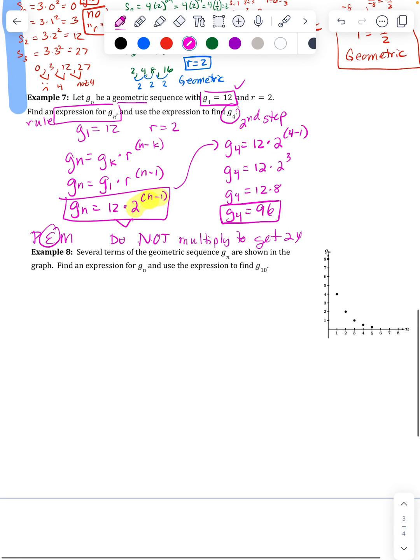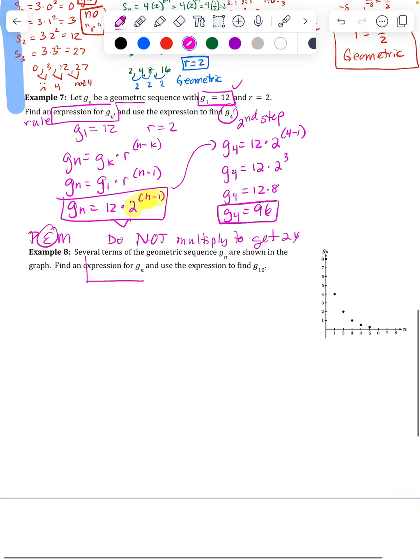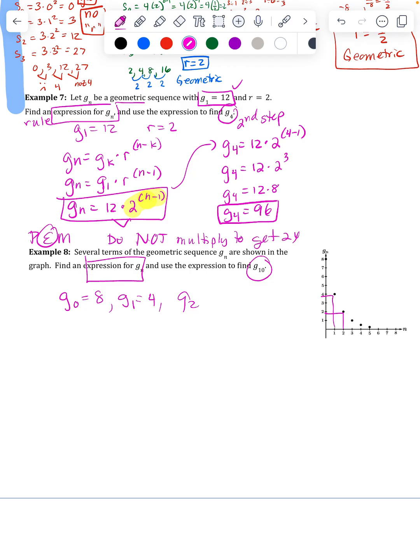Finally, the grand finale. Several terms are shown. Find the expression, the rule, the formula, and then again, secondarily use this to figure it out. So let's write down what we know. We know that G sub 0 is 8. We know that G sub 1 is 4. We know that G sub 2 is 2. G sub 3 is 1. And now these become fractions, which are tricky.